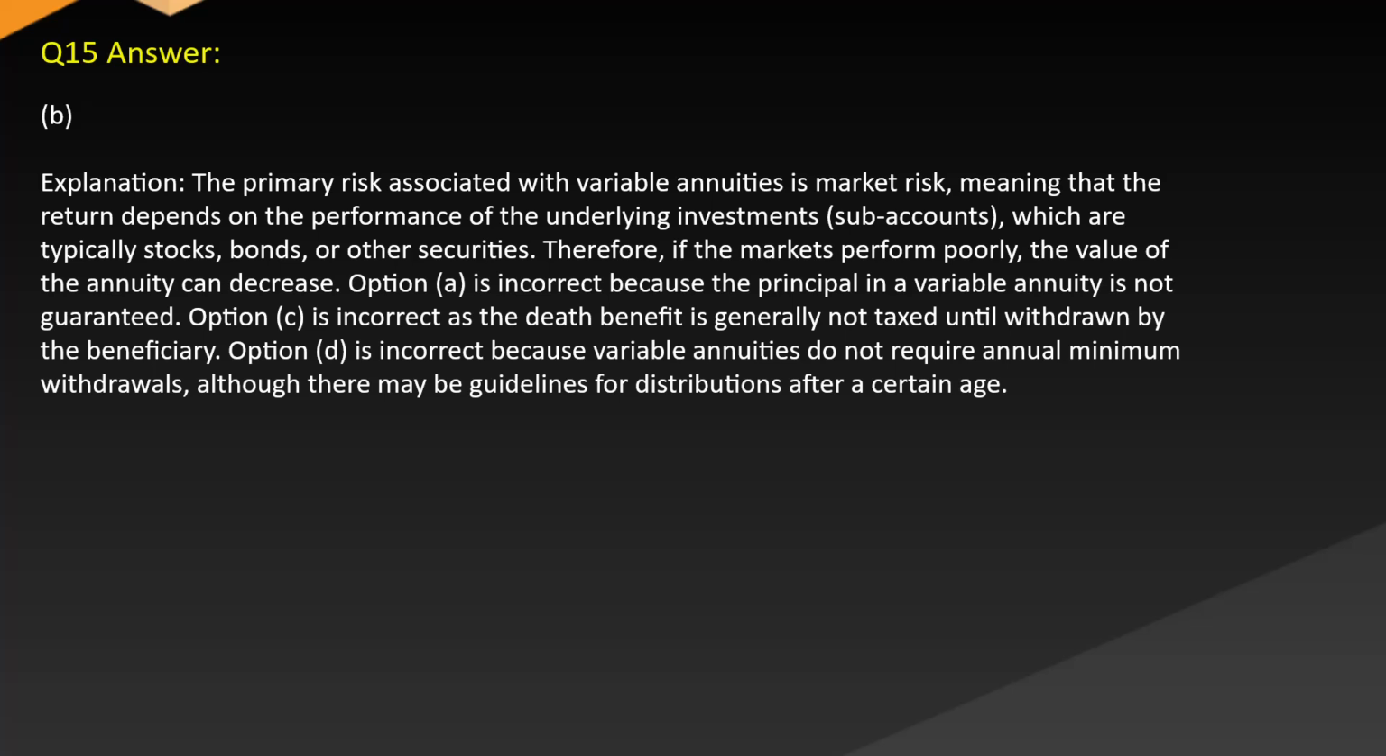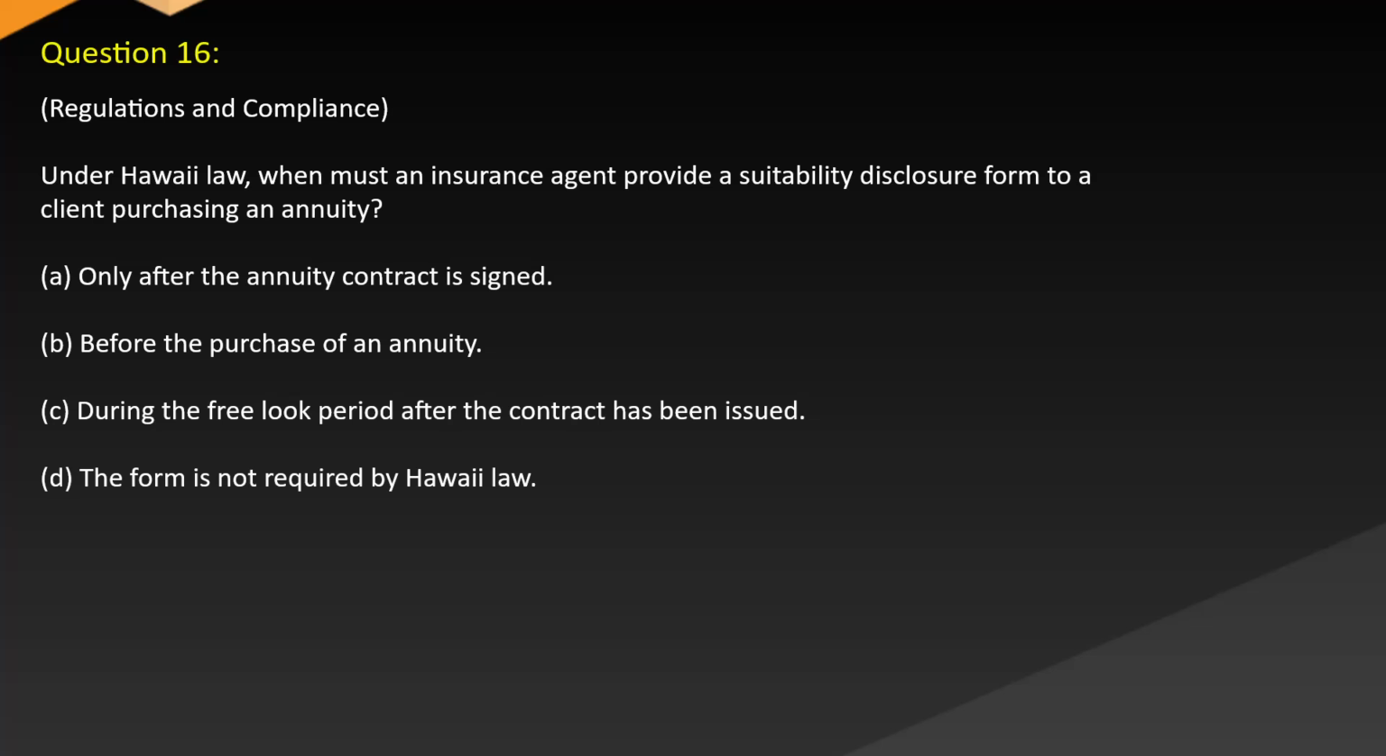Option A is incorrect because the principal in a variable annuity is not guaranteed. Option C is incorrect as the death benefit is generally not taxed until withdrawn by the beneficiary. Option D is incorrect because variable annuities do not require annual minimum withdrawals, although there may be guidelines for distributions after a certain age. Question 16.